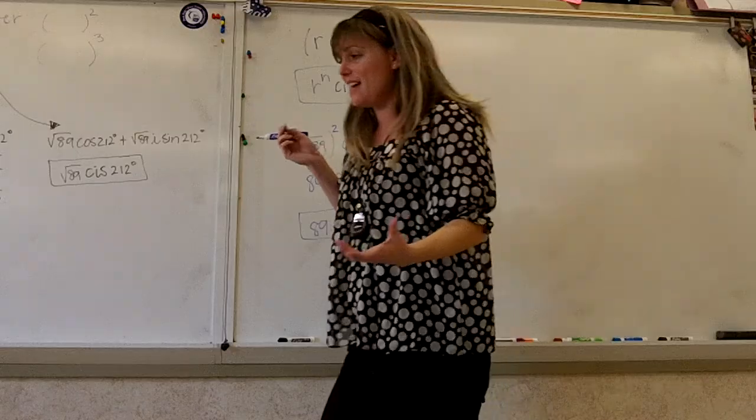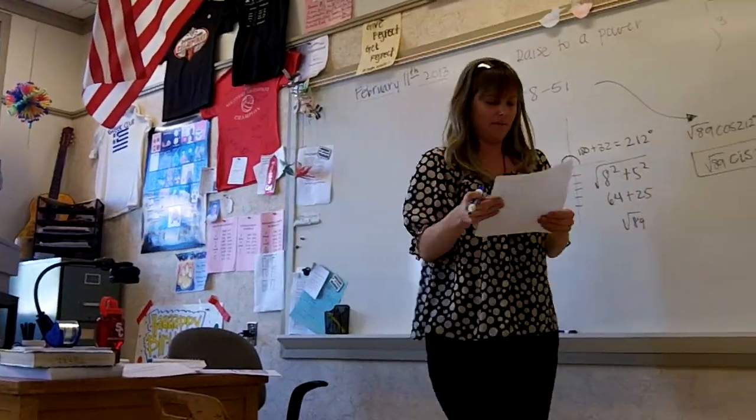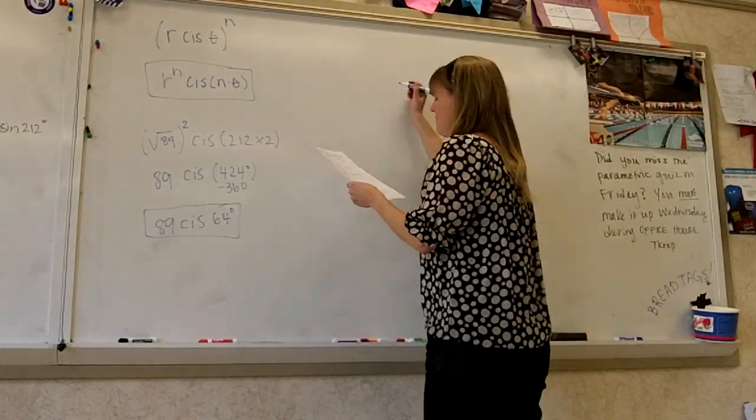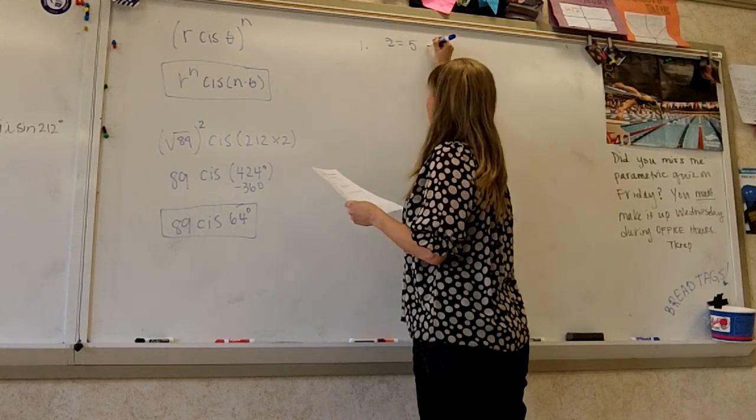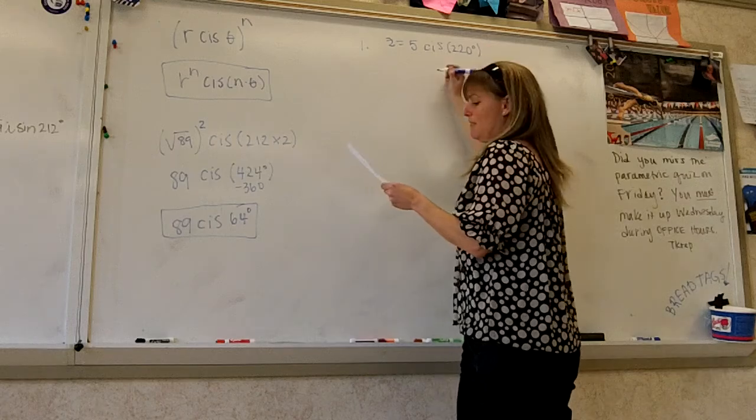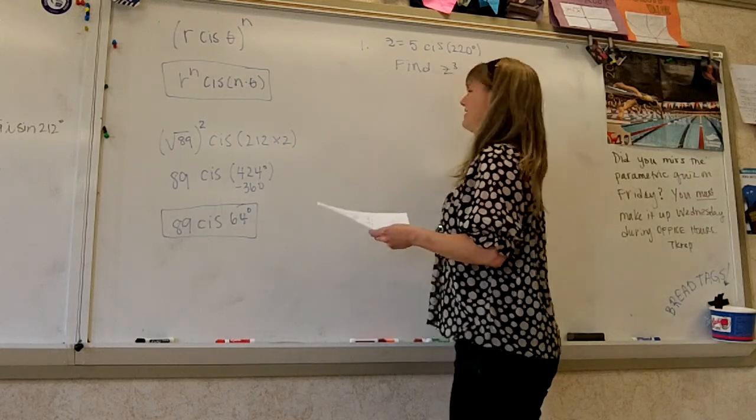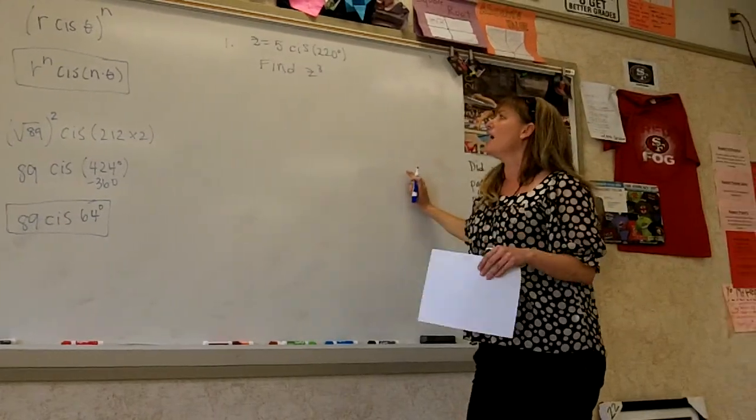And it is really that easy. So let's see. Maybe we have another example that we can do here. If I want to do example number 1 that says z is equal to 5 cis of 220, and I want to find z cubed. That's the French coming out in me for DeMoivre's theorem.